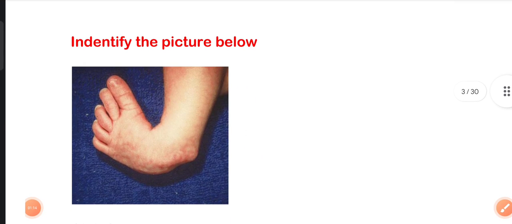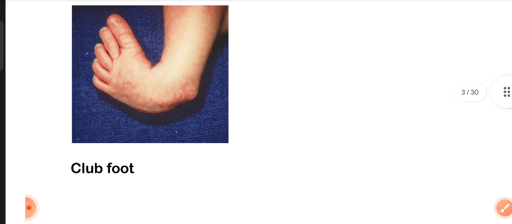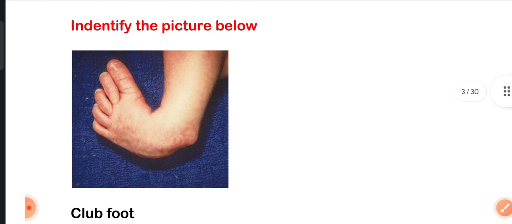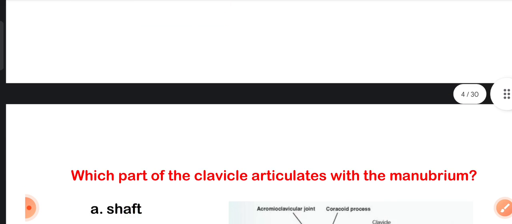The next one is identify the picture below. So if you see the picture, what is the name of this condition? This is club foot. It is a congenital abnormality. The children are facing this problem due to a congenital abnormality.